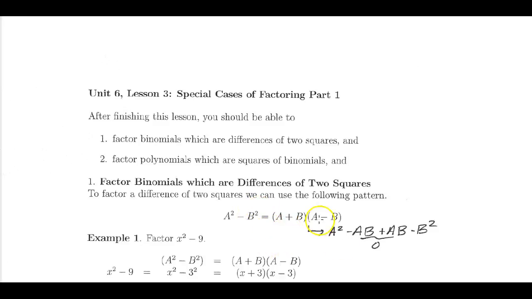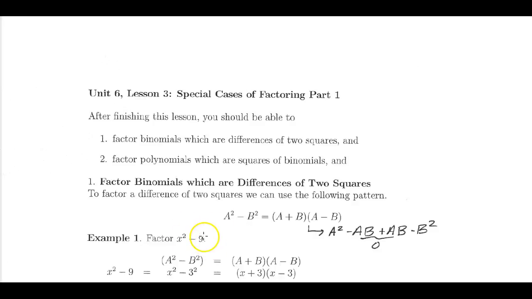And this works because if I multiply this back out and FOIL it, I'll have a squared from my first terms, negative ab from my outers, a times b from my inners, minus b squared. So that negative ab plus ab turns out to be 0, and we end up with a squared minus b squared.